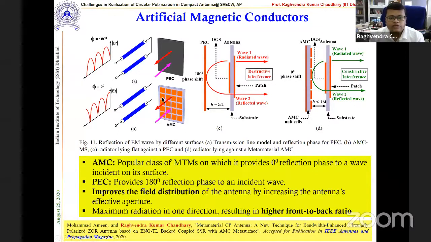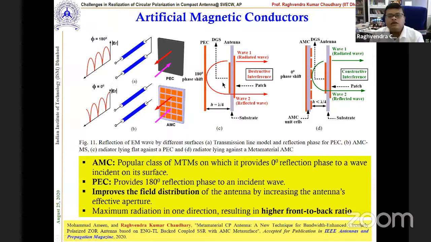Whereas for the AMC, there is a 0 degree phase shift. But these are not naturally occurring materials, correct? These are engineered materials or metasurfaces. You can see in these two pictures that when you have the PEC, you are supposed to maintain lambda by 4. Lambda by 4 at 2.4 gigahertz is a pretty large dimension, so the volume of the antenna will be very large. We cannot accommodate that if we are using the PEC.